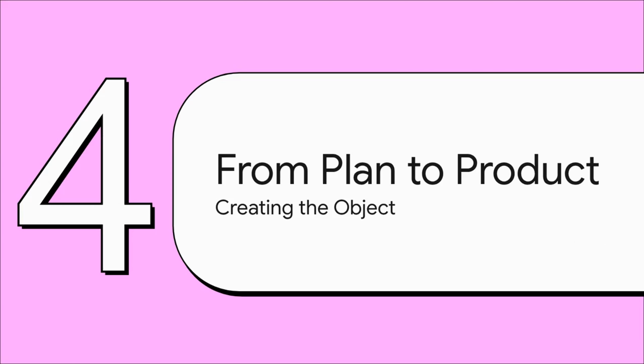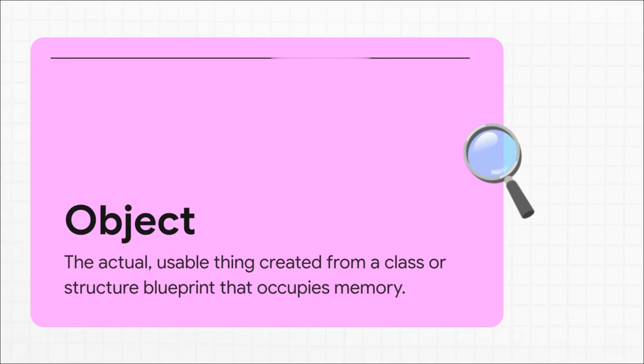Okay, so we've spent all this time talking about plans and sketches. But you know what? Blueprints are pretty useless until you actually build something. And that is where the object comes in. This is it. The object is the real deal. It's the finished house that you built from the class blueprint. It's the actual physical Lego brick you made from the struct sketch. It's the thing that takes up space in your computer's memory, the thing your program can finally work with.